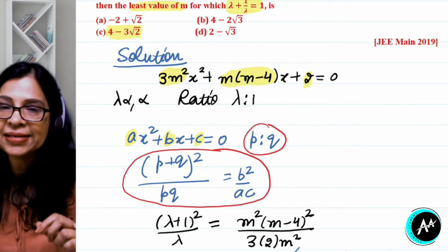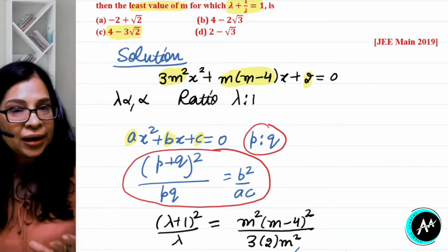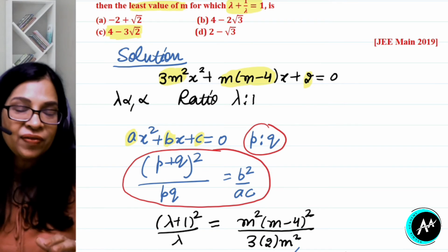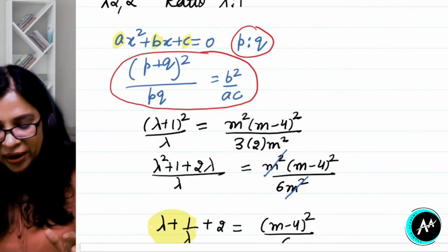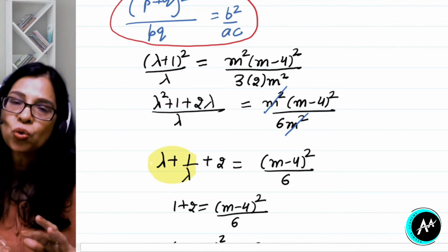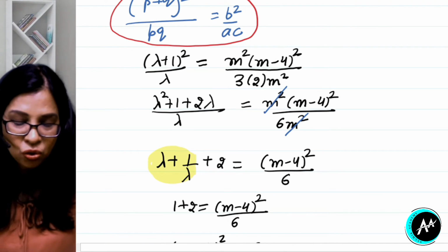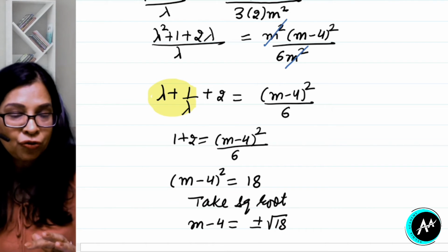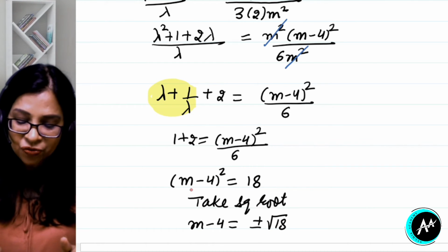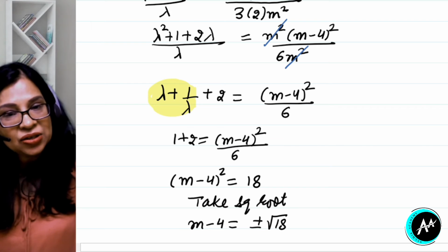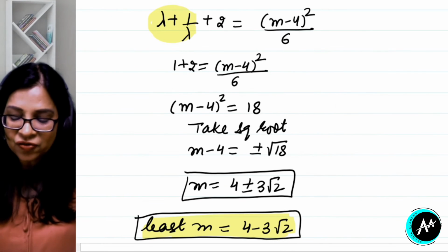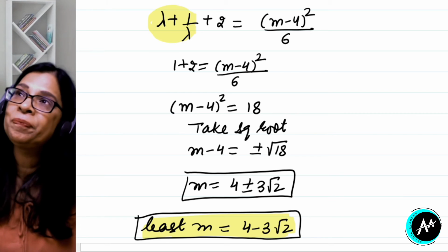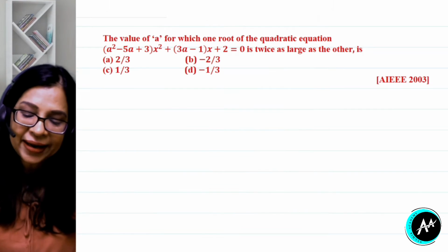So again, it saved us a lot of time. We directly wrote the condition in terms of lambda and m, and since we were given lambda plus 1 by lambda is 1, on putting it we get a condition only in terms of m. So we solved it in a way that saves time. Instead of opening the brackets here, (m minus 4) whole square, we have taken just the square root. It directly gives you least m as 4 minus 3 root 2. Okay? Now let's move on to the next question.